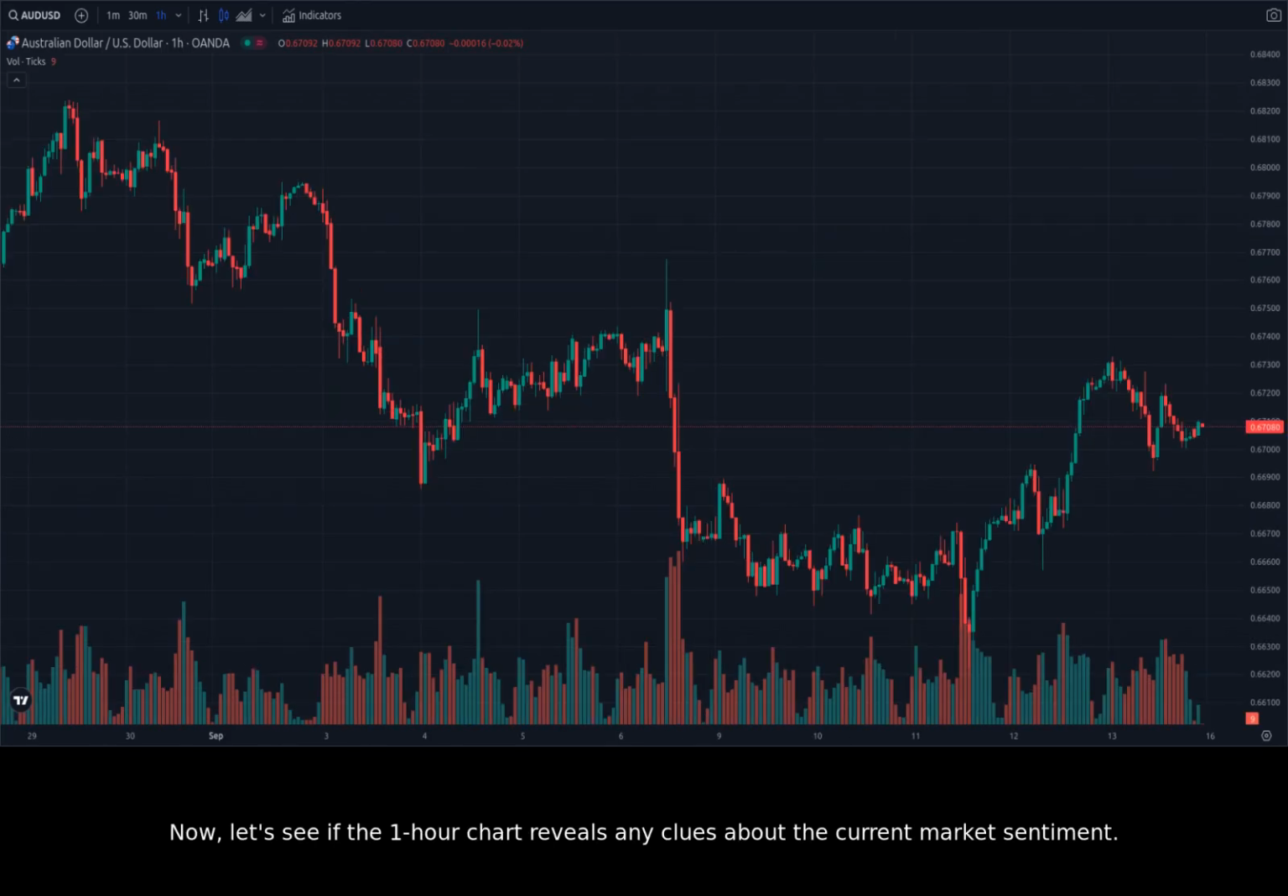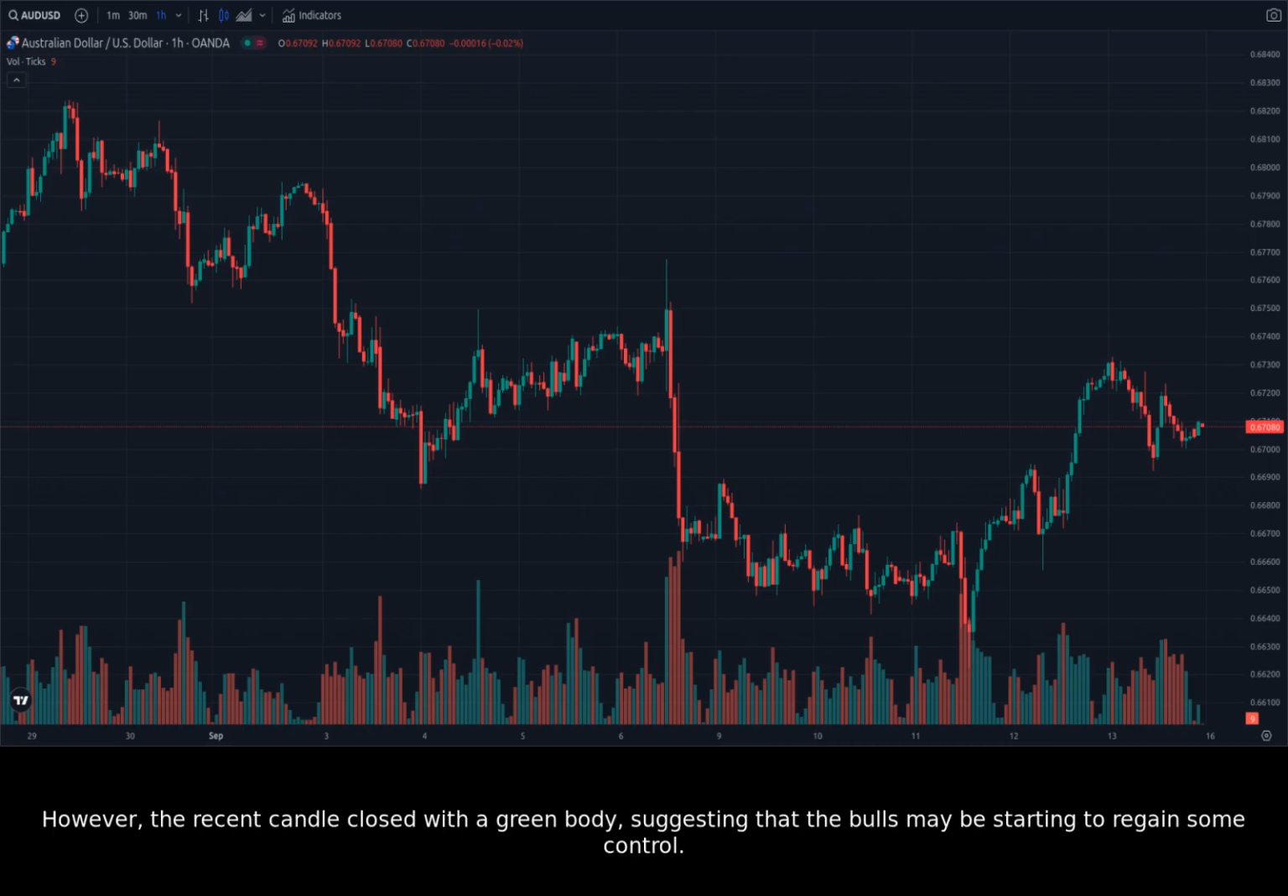Now, let's see if the 1-hour chart reveals any clues about the current market sentiment. The 1-hour chart shows a more volatile picture than the daily chart, with the price fluctuating within a narrower range. Over the past few days, we've seen a series of small candles, indicating indecision among traders. However, the recent candle closed with a green body, suggesting that the bulls may be starting to regain some control.